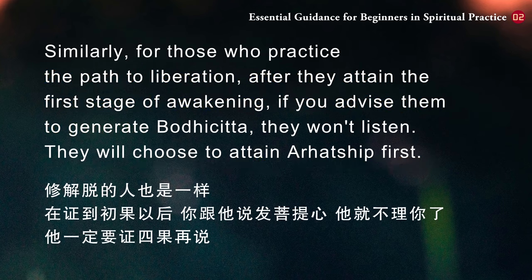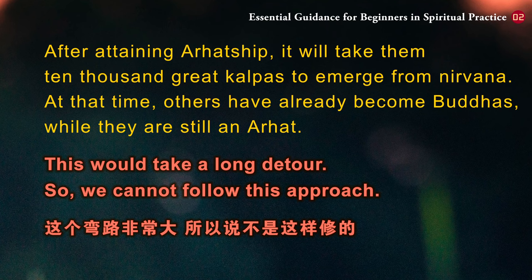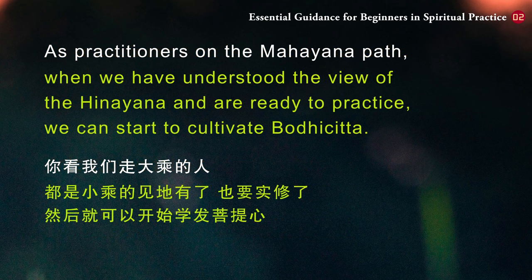Similarly, for those who practice the path to liberation, after they attain the first stage of awakening, if you advise them to generate bodhicitta, they won't listen. They will choose to attain arhatship first. After attaining arhatship, it will take them 10,000 great kalpas to emerge from nirvana. At that time, others have already become Buddhas, while they are still an arhat. This would take a long detour, so we cannot follow this approach. As practitioners on the Mahayana path, when we have understood the view of the Hinayana and are ready to practice, we can start to cultivate bodhicitta.